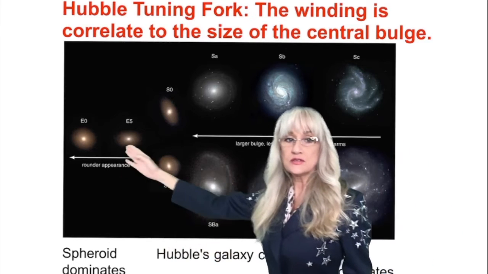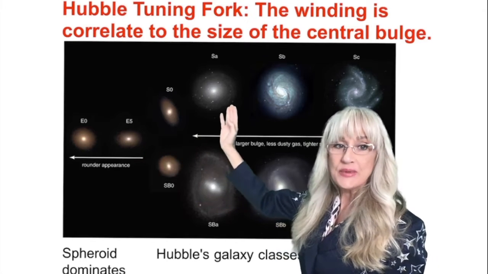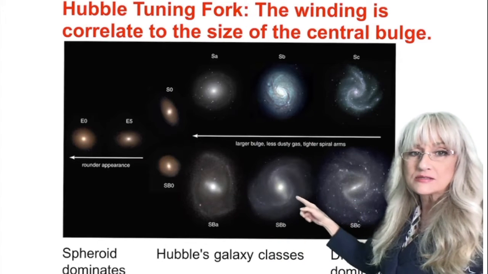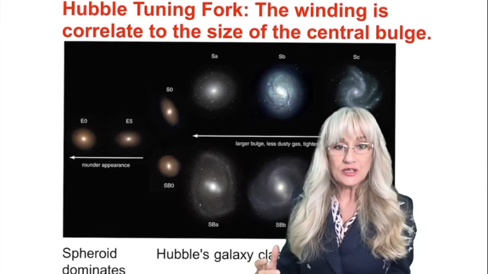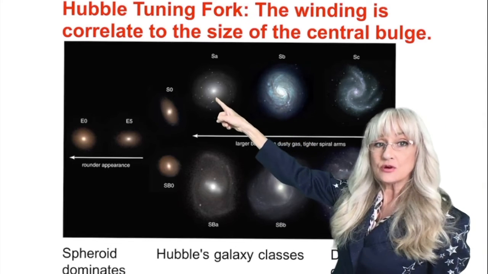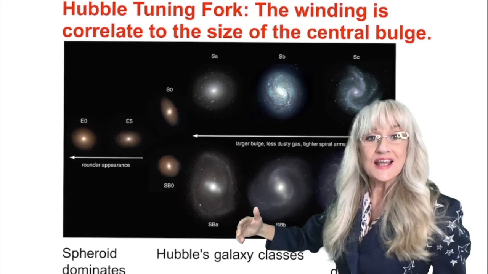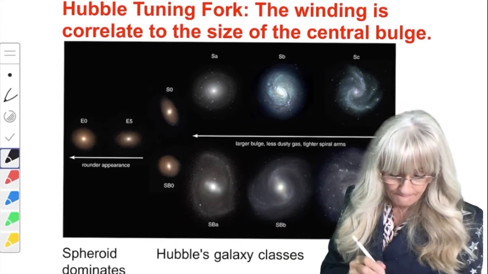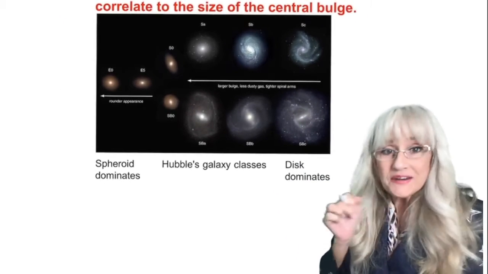On this horizontal branch, you have spherical elliptical galaxies. Up here you have a spiral, and down here you have a spiral galaxy with a bar of material in its center. Why is this classification important? Because the size of the central region determines the winding of the spiral arms. What does it mean in simple words? I'll show you. The bigger the central area, the more tightly wound the galaxy is.